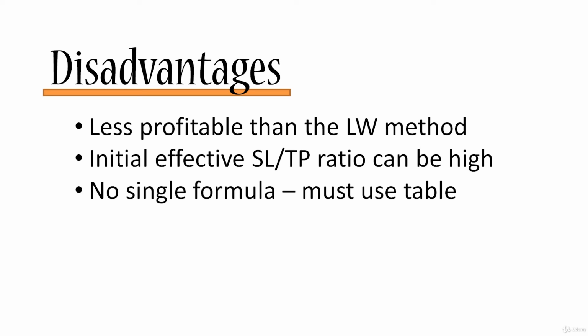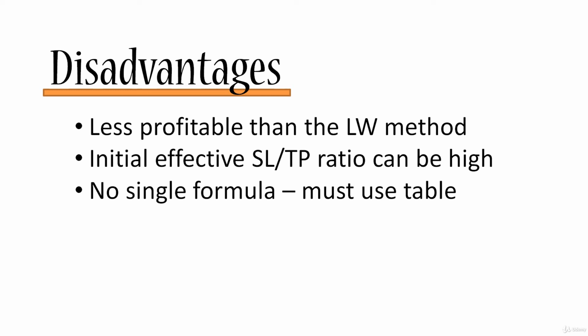And finally, the third disadvantage, there's no single formula. You have to use a table. It's a bit of a pain sometimes, especially if you're trading with algorithmic trading systems. I found that it's much easier to code or program the Larry Williams method because it's just one simple formula and you just type it into your code. Whereas if you're using the Ryan Jones method, you have to create a matrix, populate it, and things like that. So it can be a pain then, but I wouldn't say that it is that much of a major drawback.